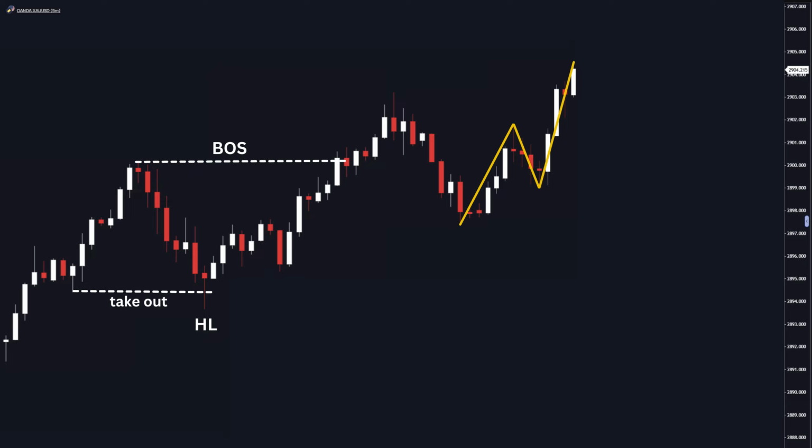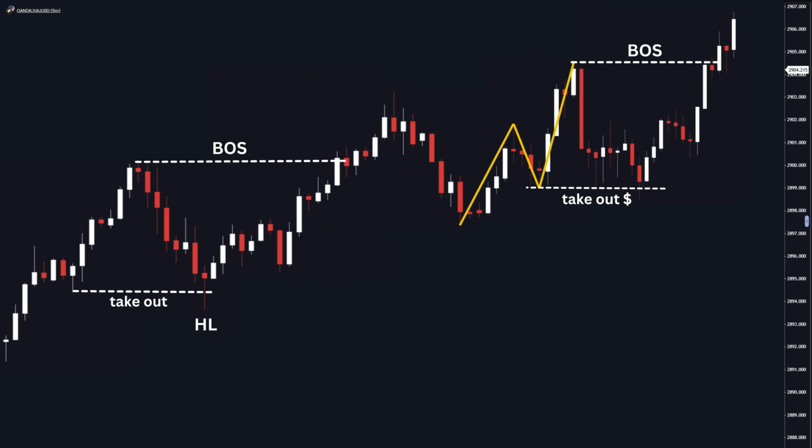So now, this is our most recent pullback and it remains unmitigated. And the liquidity lies below this pullback. And if price makes a deep retracement and takes out the liquidity, it will be identified as a corrective move. And we will have a valid break of structure if the price continues pushing higher.